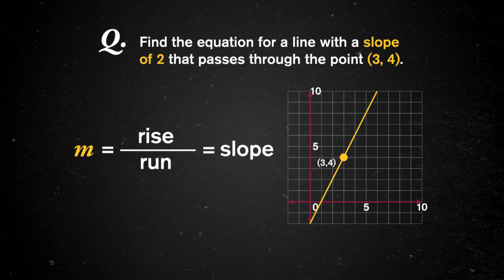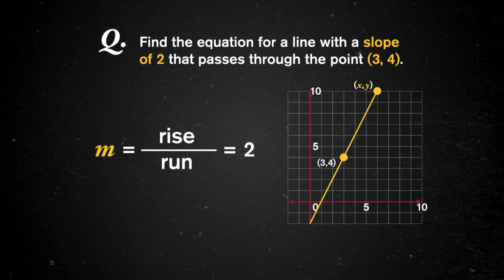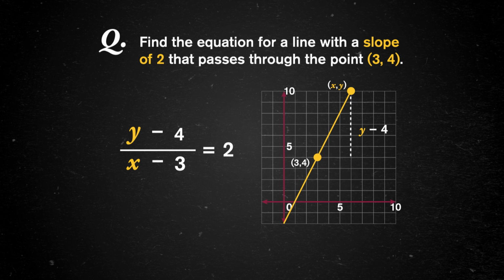Okay, we could put those pieces into our slope equation. For any point x, y on the line, the rise over the run must equal 2 over 1. And we can plug in 3, 4 for one of the points in the formula. Then (y minus 4) over (x minus 3) equals 2. Okay, this is a fine start for an equation, but it needs some adjustment.